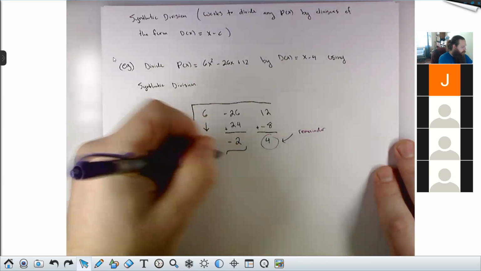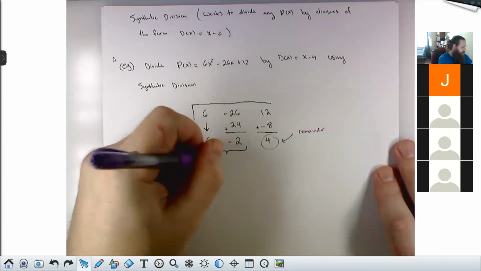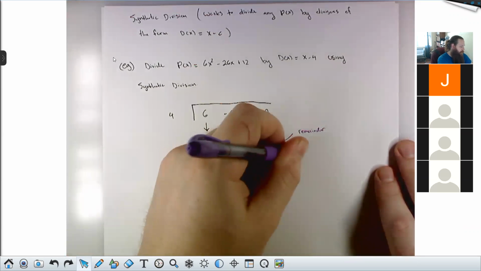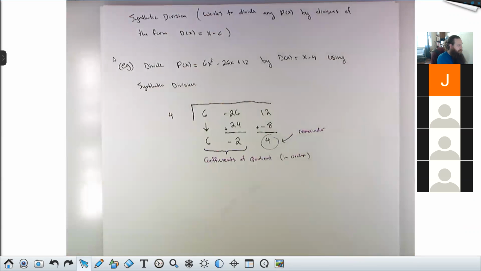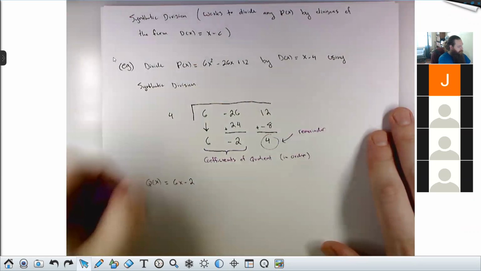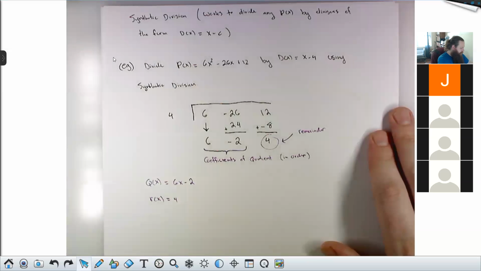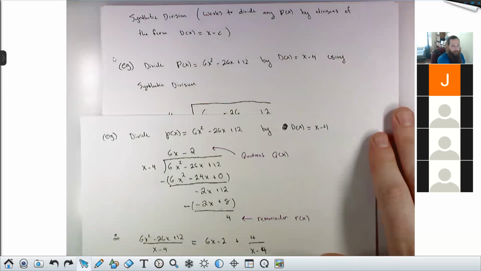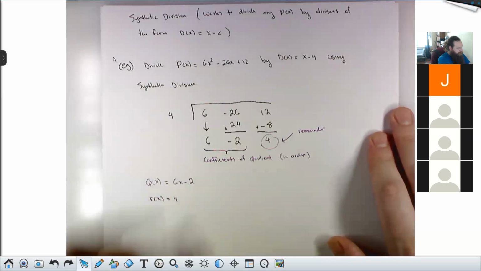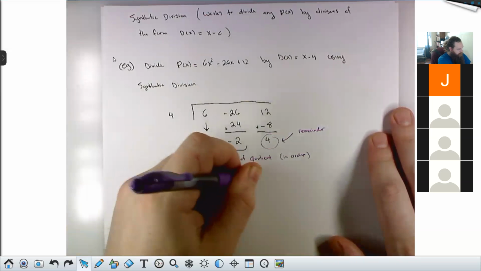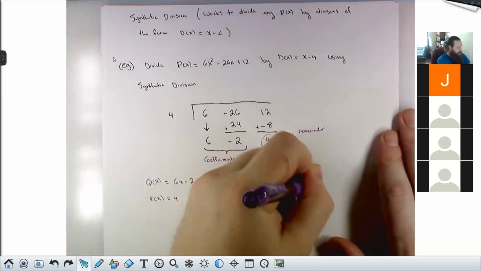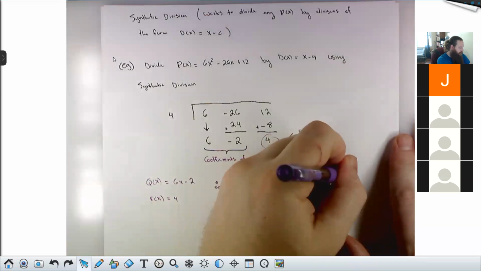And the terms here will be the coefficients of the quotient. And they'll always be in order. So my quotient Q of X here is 6X minus 2. And my remainder R of X is the constant 4. And let's check, is that what we found when we did it the other way? Yeah. Quotient 6x minus 2, remainder 4. So you can take that information and put it into the form that we wanted. So therefore, 6x squared minus 26x plus 12, when divided by x minus 4, gives this quotient 6x minus 2 plus the remainder over the divisor, which is 4 over x minus 4.